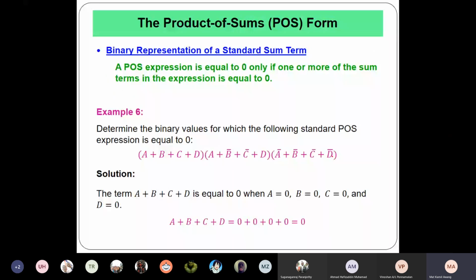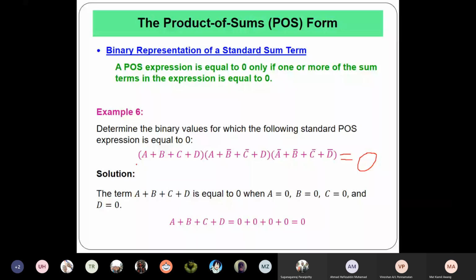Okay. So now, binary representation of standard sum term. A POS expression is equal to zero only if one or more of the sum terms in the expression is equal to zero. So remember, product of sum is actually related to the max term. For max term, we look at the term which is zero. If SOP, we look at the one that makes it one. For POS, we look at the expression which makes it zero.